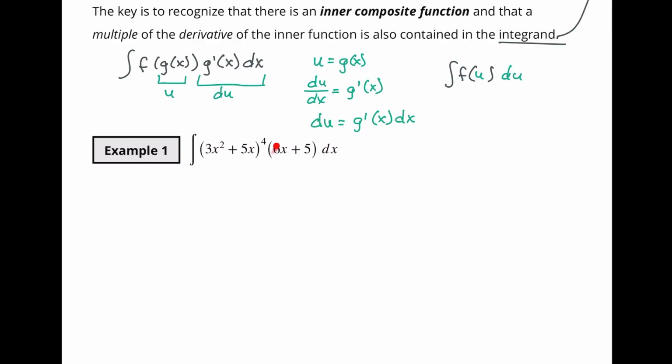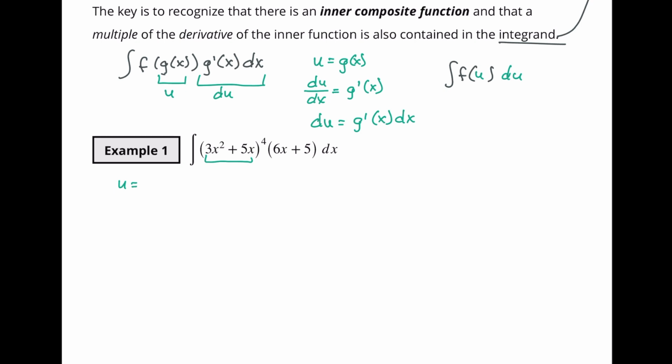So here we're trying to find the integral of (3x squared plus 5x) to the fourth power times (6x plus 5), all with respect to x. As we mentioned, the key is to recognize that there's an inner composite function. Here I've got something to the fourth power, so that means this piece is inside of this fourth power. So this would be considered an inner function. Now, my first clue would say, all right, I want to consider that to be u.